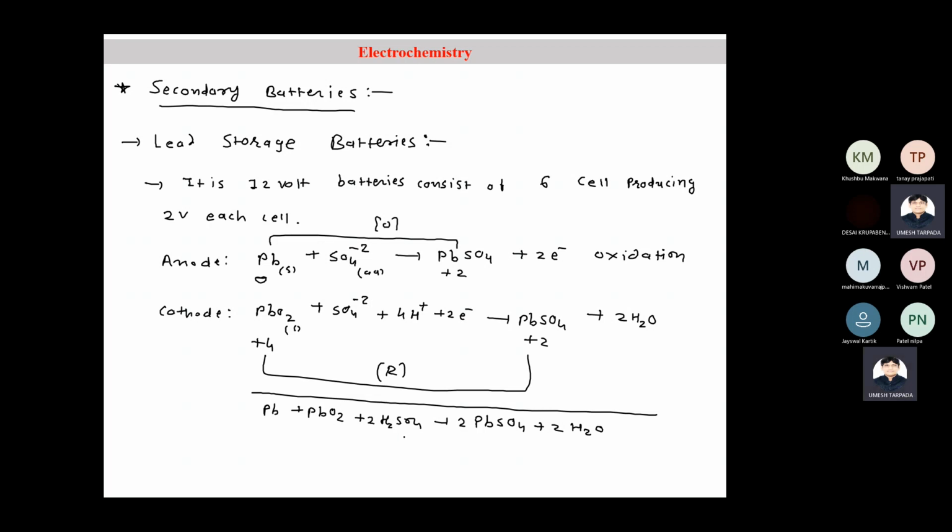Here see this cell, we can use dilute H2SO4 whose density is 38% H2SO4 by mass. Dilute H2SO4 is used.